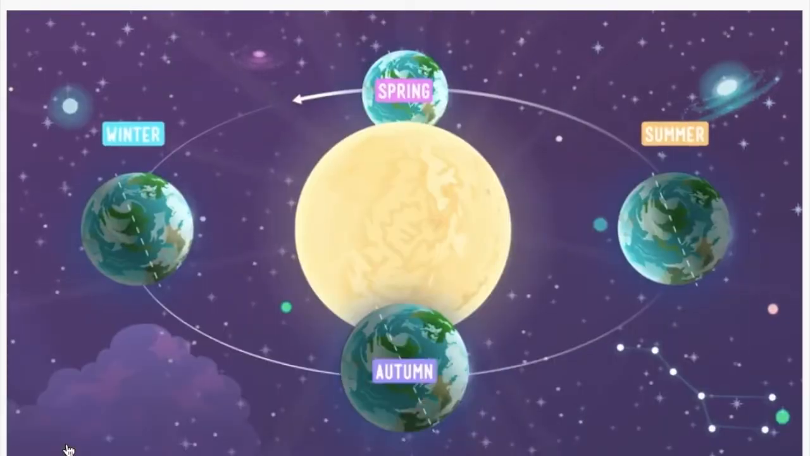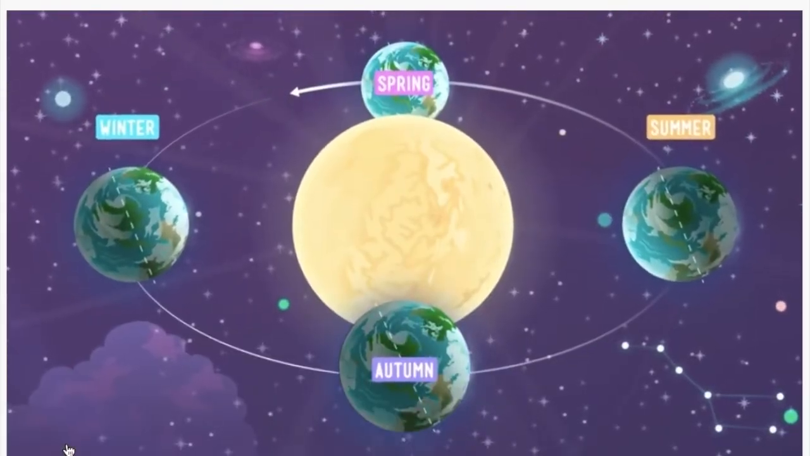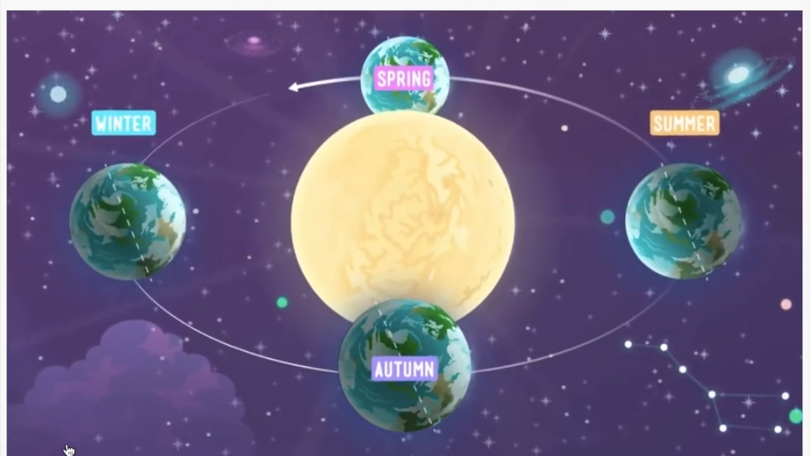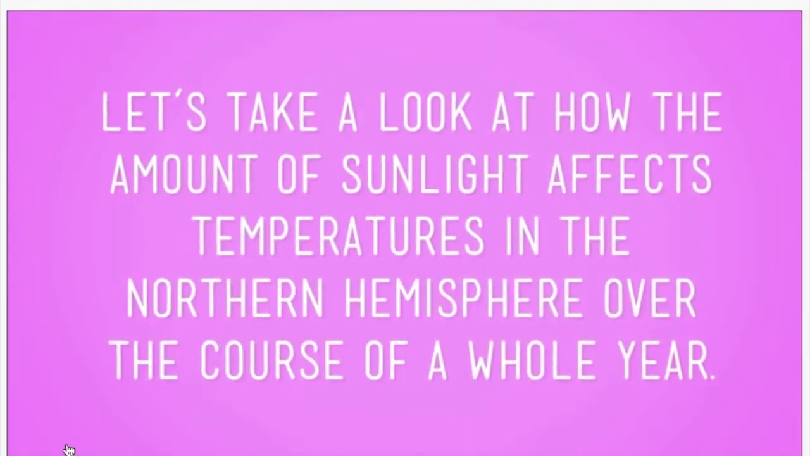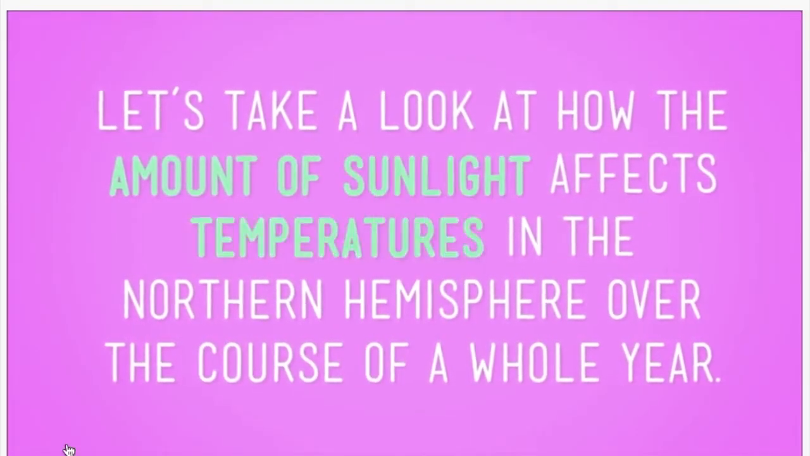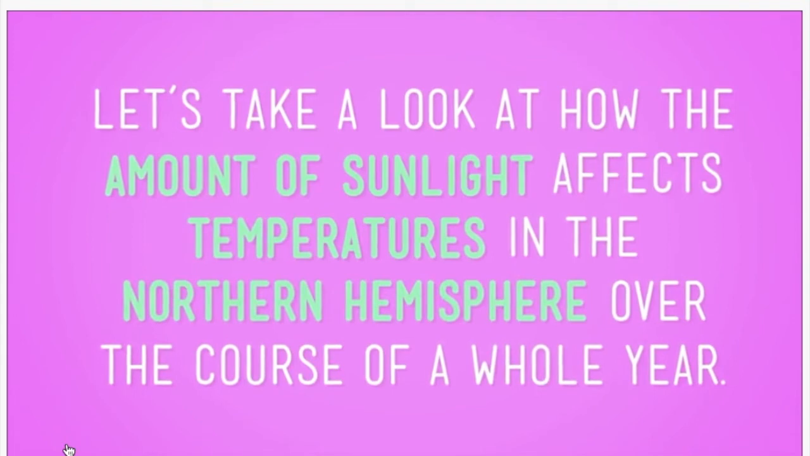During these 2 seasons, the Earth's orbit causes the northern hemisphere to be neither tilted toward the sun nor away from it. So temperatures during the spring and fall are more moderate, not too hot and not too cold, since the entire globe is getting about the same amount of direct sunlight at once. Now, let's take a look at how the amount of sunlight affects temperatures in the northern hemisphere over the course of a whole year.